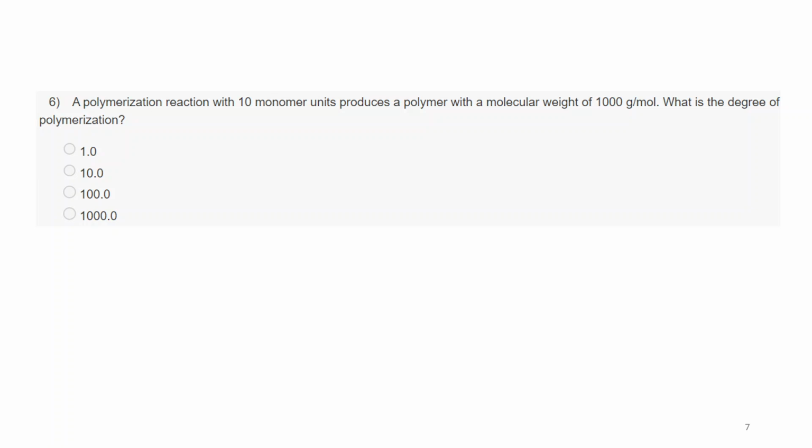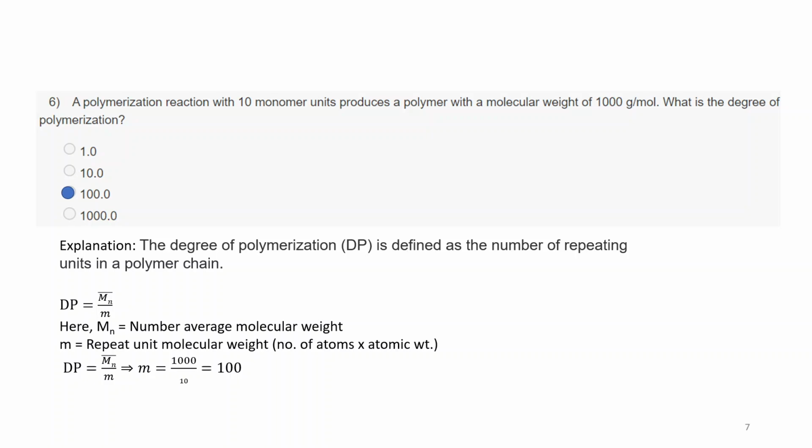Next question, again you have to just divide 1000 by 10. A polymerization reaction with 10 monomer units produces a polymer with a molecular weight of 1000 gram per mole. What is the degree of polymerization? Your options are 1, 10, 100 and 1000. So 100 will be the correct answer, similar to the previous calculation.